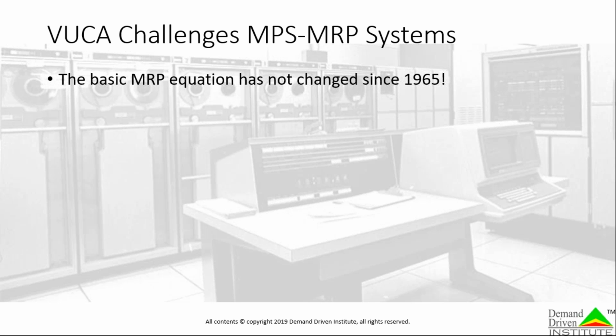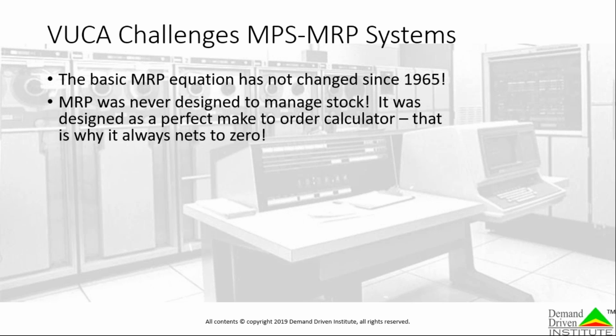MPS was actually added on a little bit later to try to, let's say, buffer or filter or protect MRP from direct load of a forecast. Okay, so MPS and MRP, they work hand in hand. But one thing that we have to understand is that MRP was never designed to manage stock. It was designed to be a perfect make-to-order calculator. And that's why it is designed to always net to zero.